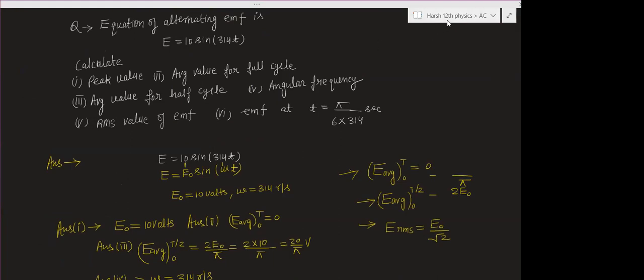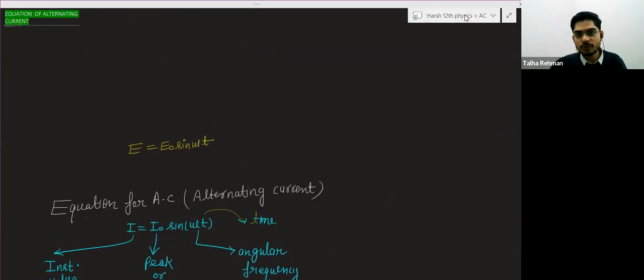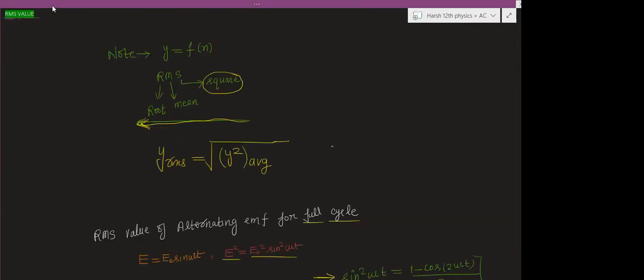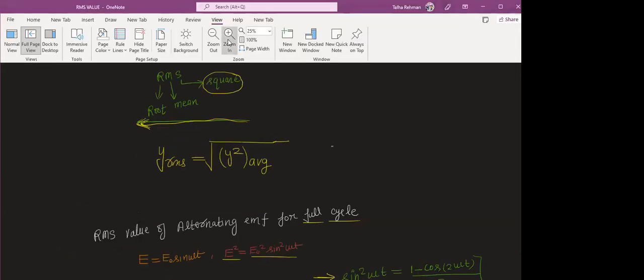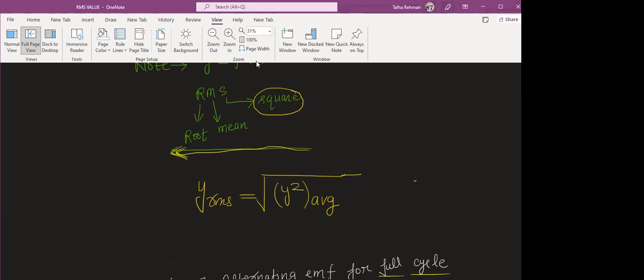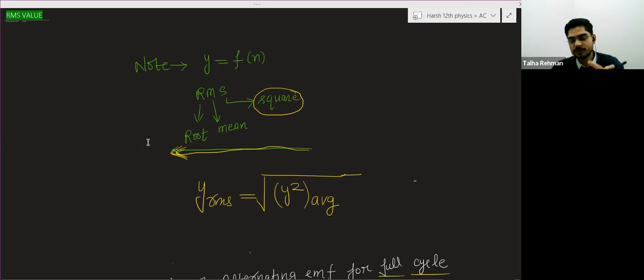So basically, now we will derive the root mean square value of the EMF. Do you have the idea what is root mean square value? Root mean square value is studied in 11th, so just a minute. Okay, no problem. There is the root mean square velocity of the gaseous particle.